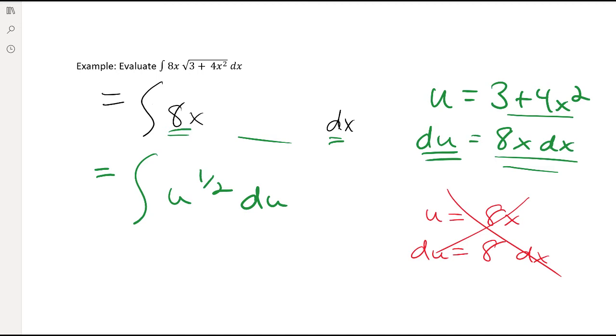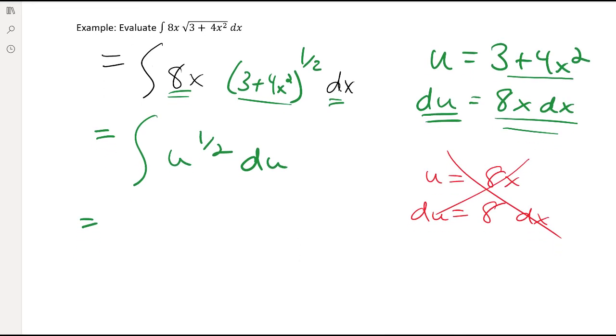All right, so let me just go back and put in this. And so now we perform the integration just like we did last video. We're going to add 1 to the power. So we get u to the 3/2 divided by 3/2 plus c.